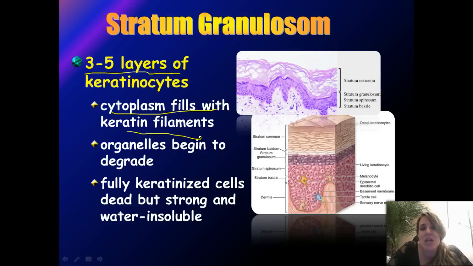So the cells themselves are dying, but the keratin's left behind. And thus, we're really starting to see these cells become water insoluble. They're waterproofing. So, again, you can see the very top dark purple layer here would be the stratum granulosum. Whereas down here, a little bit lighter because they're starting to die, is the stratum spinosum, and then the fresh newbies down here are the stratum basale.